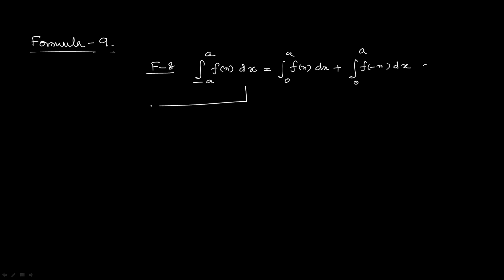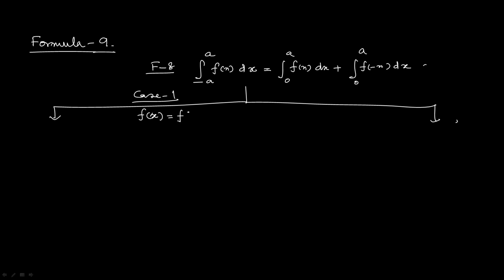Now from there I am getting two things. Case 1, when f(x) equals f(-x), and case 2, when f(-x) is equal to -f(x). This is a definition of a function. When f(-x) is equal to f(x), that function will be called an even function. When f(-x) is equal to -f(x), then the function is called an odd function.